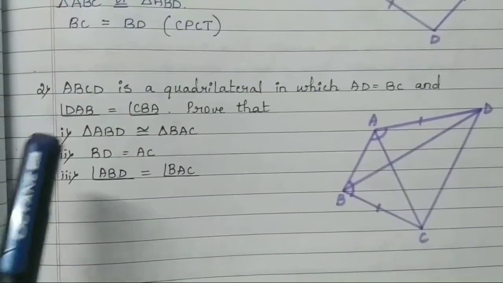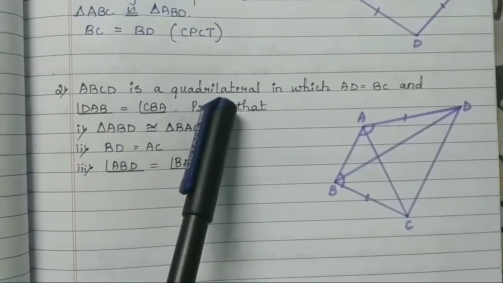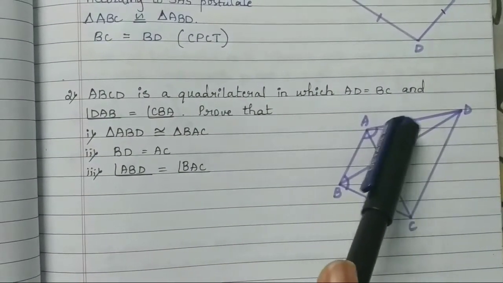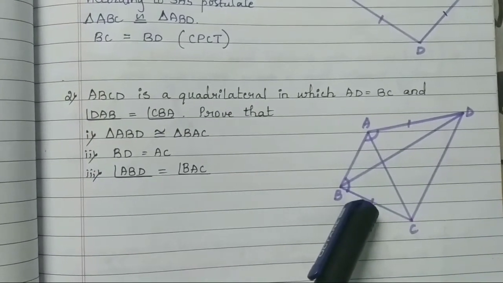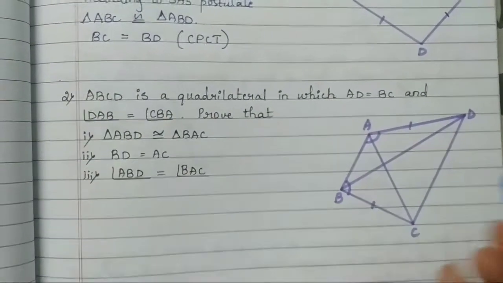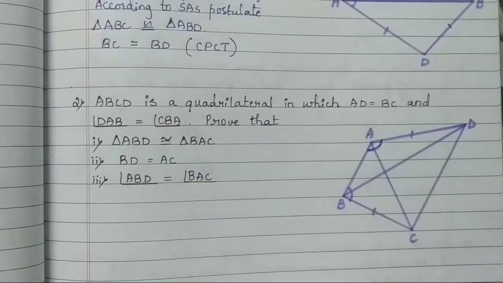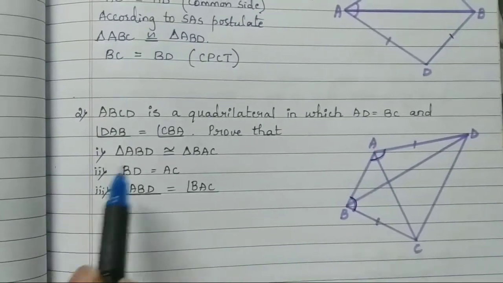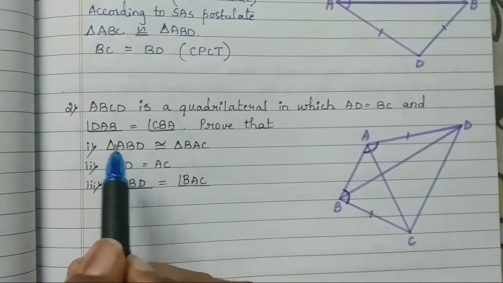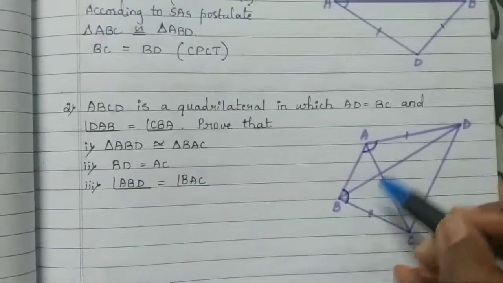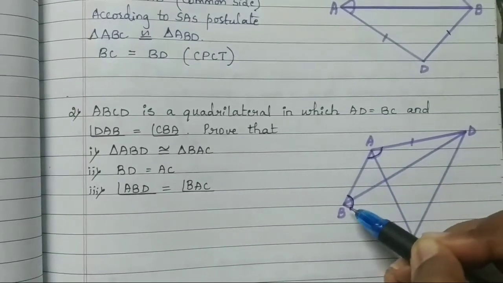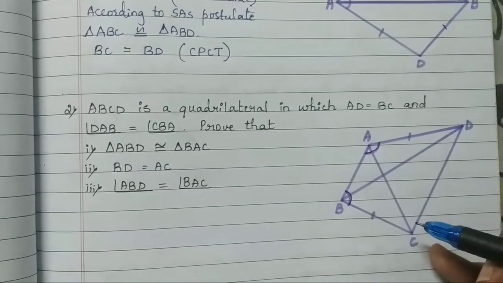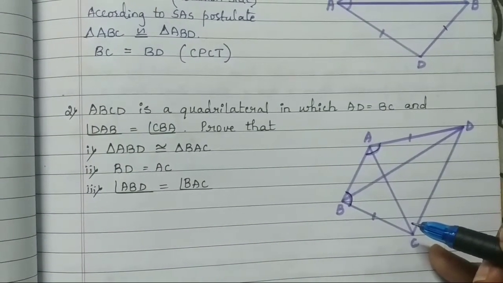You can see the second question here: ABCD is a quadrilateral in which AD is equal to BC and angle DAB is equal to angle CBA. What we have to prove are three things. First, triangle ABD is congruent to triangle BAC. And second, BD is equal to AC.